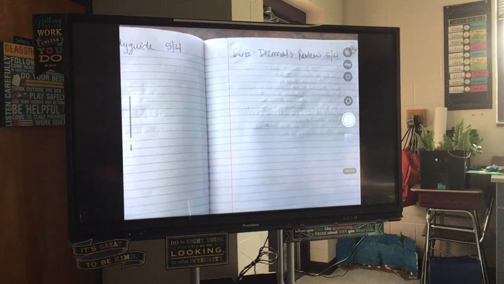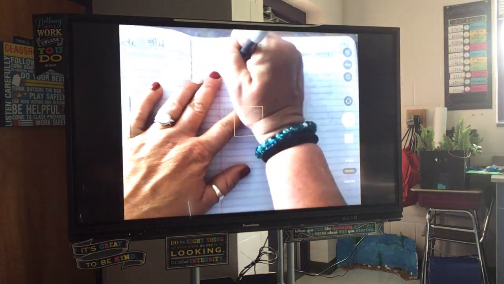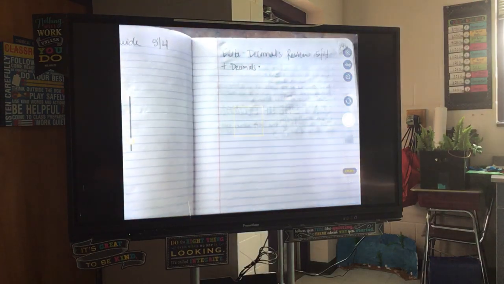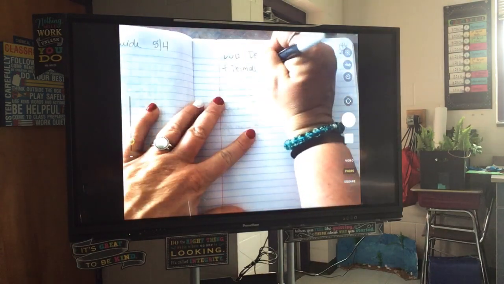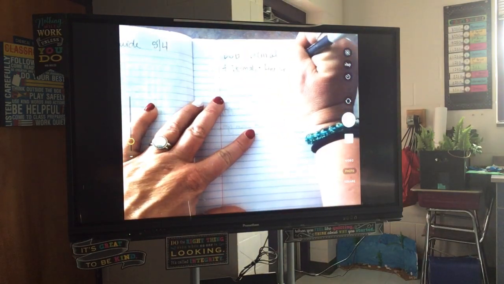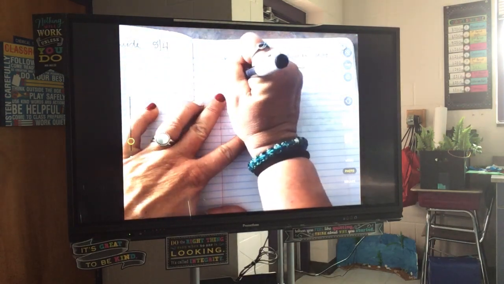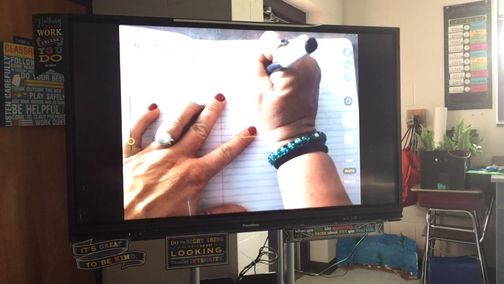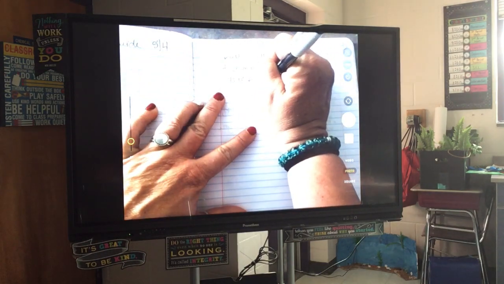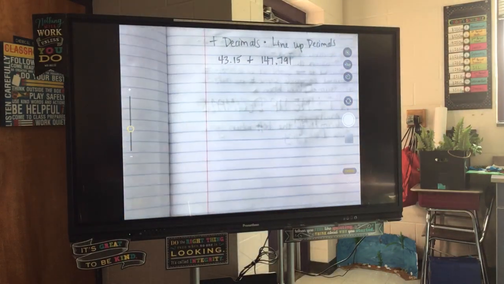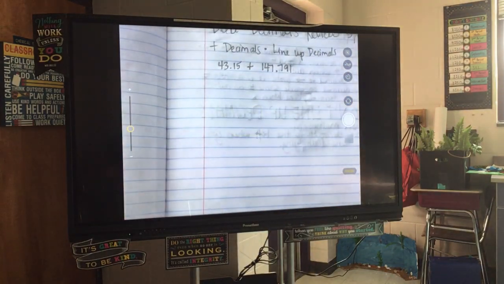Alright, so when we are adding decimals, what was that key thing that you told us we had to do? Andrew. To line up your decimal. Alright, so I have 43 and 1500 plus 147 and 791 thousandths. Alright, what number should I put on top?